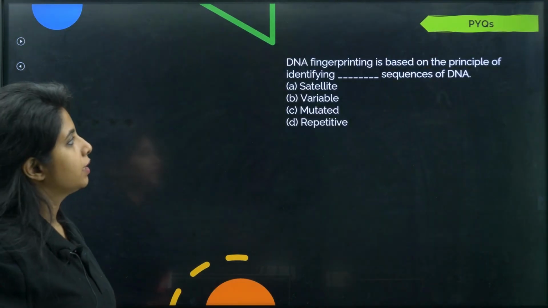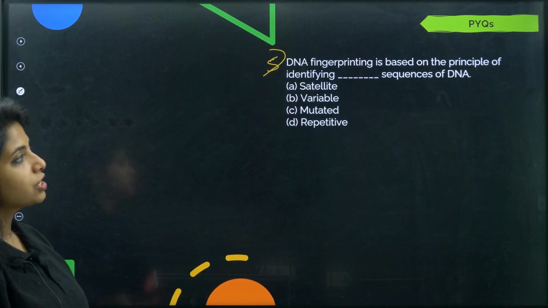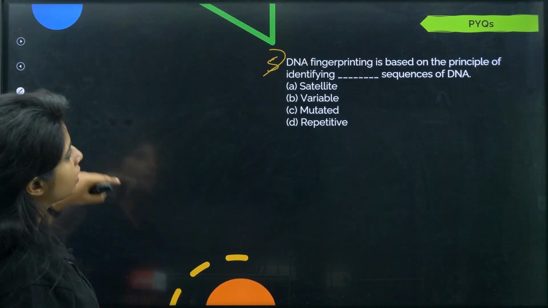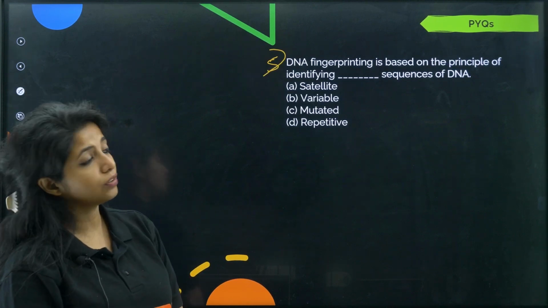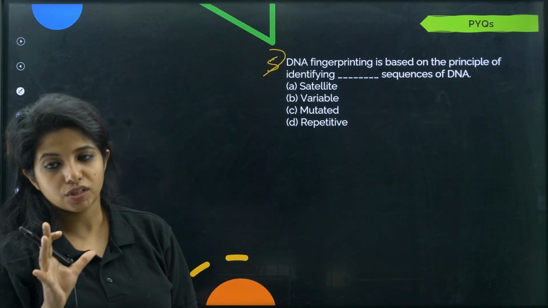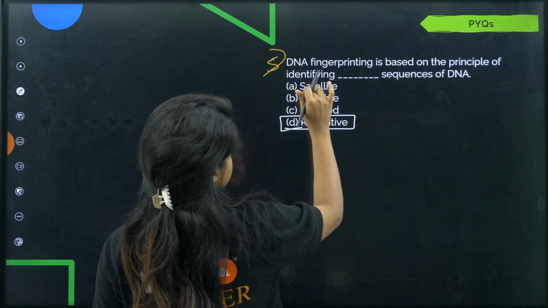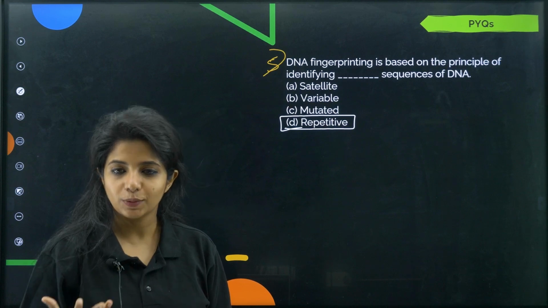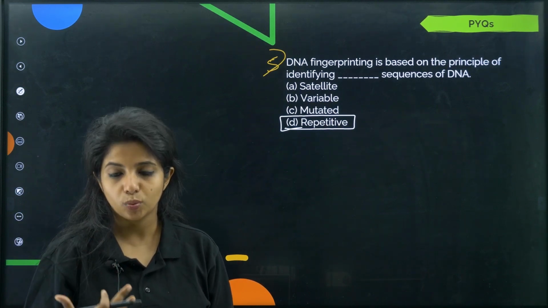Going ahead, fifth question: DNA fingerprinting is based on the principle of identifying dash sequences of DNA. Satellite, variable, mutated, repetitive. What is the most apt answer for this? This will be repetitive, even though you might feel that everything is connected in some other way. But yes, we are talking about repetitive DNA sequences. You call them satellite DNA; that is different. But yes, it is repetitive DNA sequences.